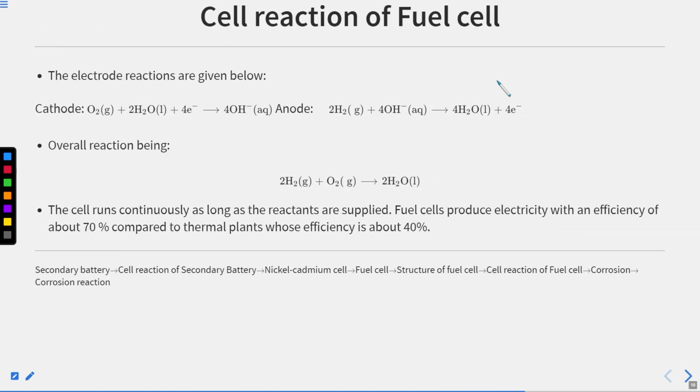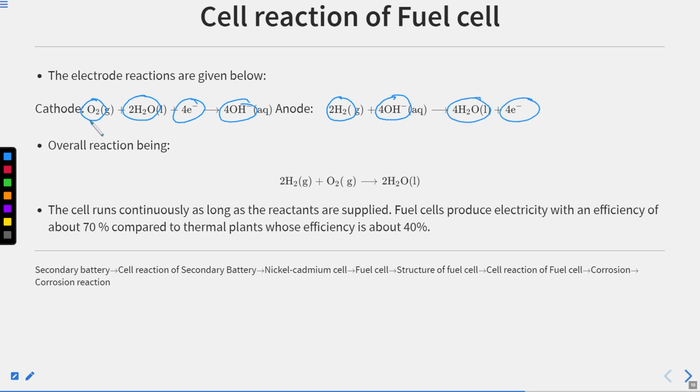Now if I look at the cell reaction, it goes like this. On the cathode we have pushed oxygen, bubbled oxygen through the cathode side, so it will react with 2H2O, take up 4 electrons and give us 4 hydroxides. Similarly, we have pushed 2 hydrogen molecules from the anode part, therefore we will get 4 OH minus from the solution, which will give us water and 4 electrons.